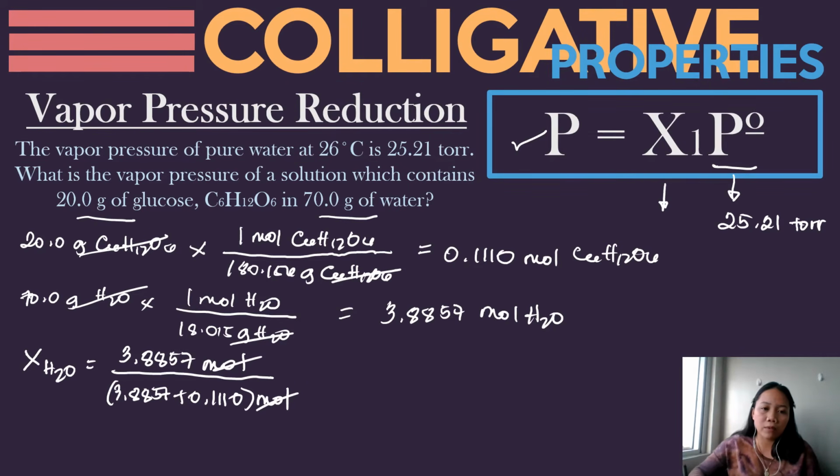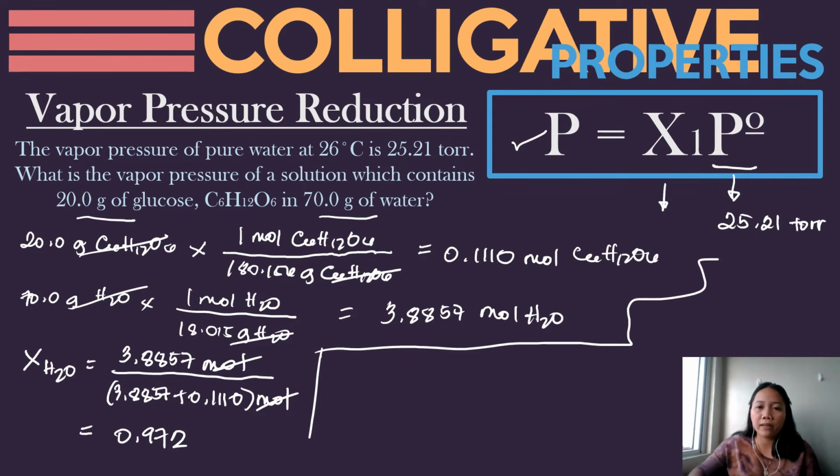So you cancel the mole. So what is the mole fraction of your water? It's 0.972. Can we proceed now to our formula? Since you already have your x sub 1, which is 0.971, then yes, we can now proceed in solving letter P, which is the pressure of your solvent if it is in a solution.